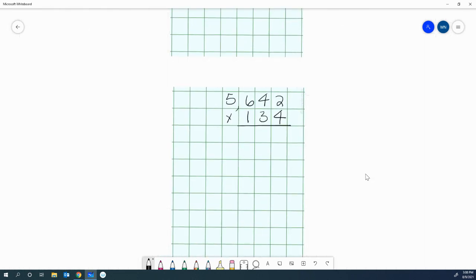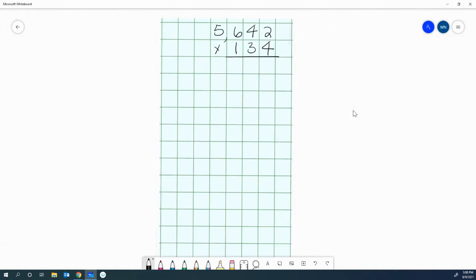And I'm going to have you do this very last, very challenging problem. This one is 5,642 times 134. Let's test your multi-digit multiplication skills. Go work it out, put your answer in, and then come on back to see if you got the correct answer.